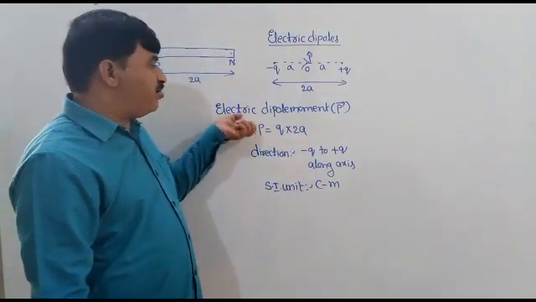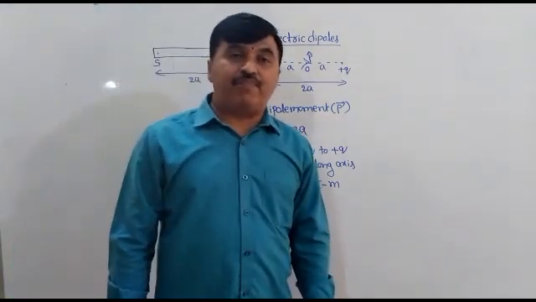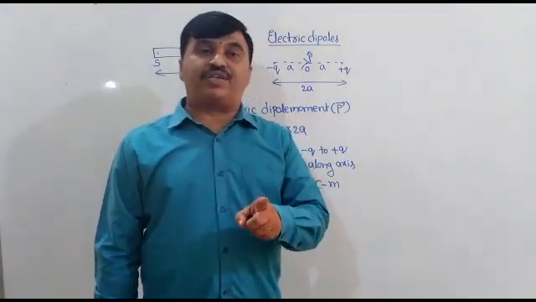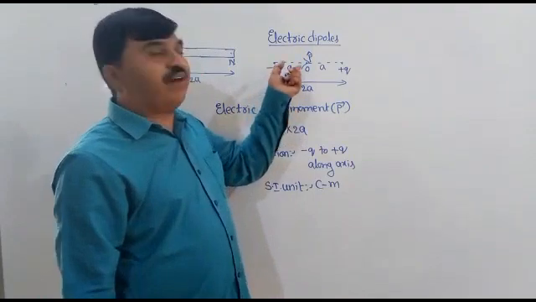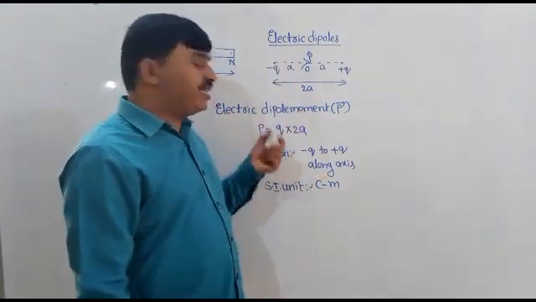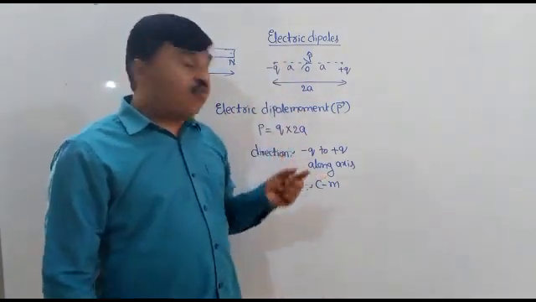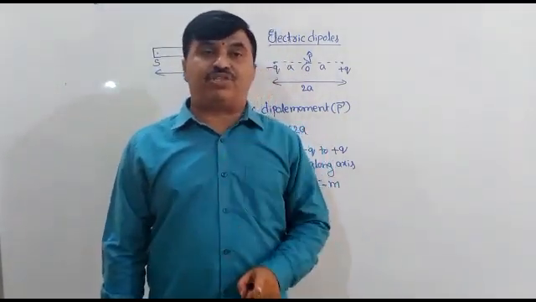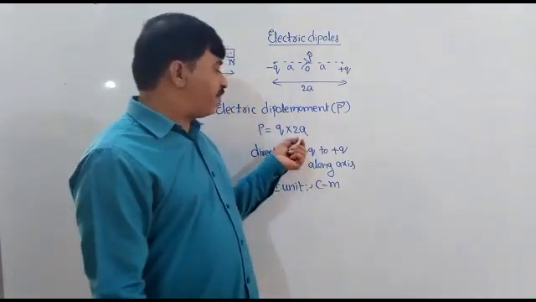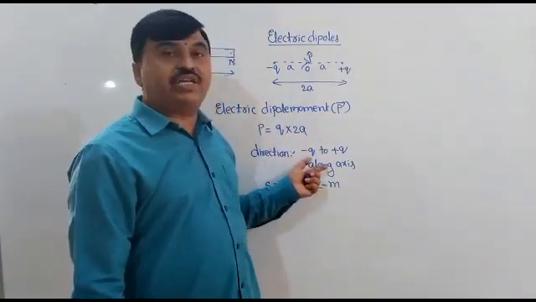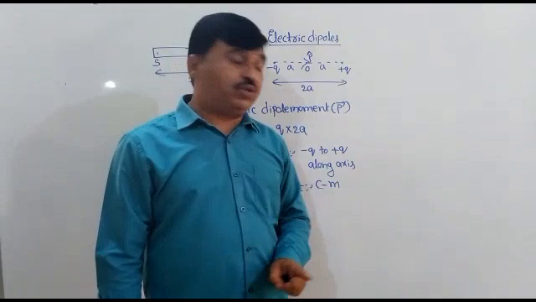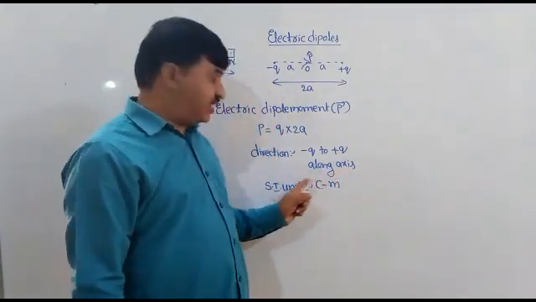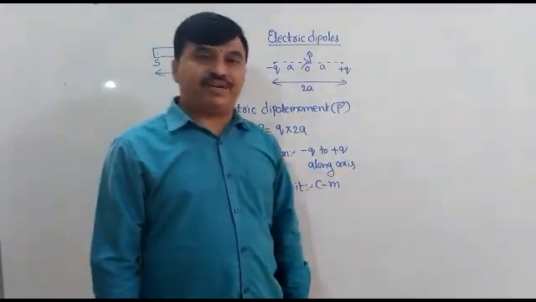So let me explain again. What is electric dipole moment? It is a physical quantity which can be defined for all dipoles. How is it defined? It is a vector whose magnitude is given by the product of the magnitude of either of the charges and the distance of separation between them. Its direction is from minus Q to plus Q along the axis. SI unit is coulomb meter.